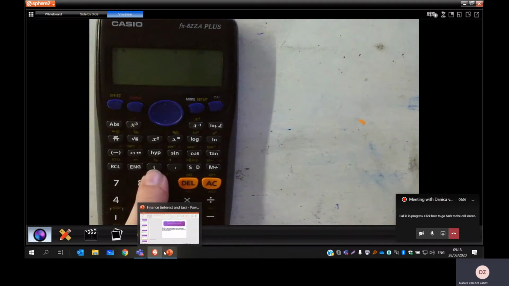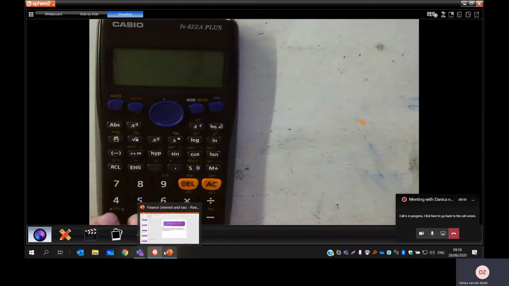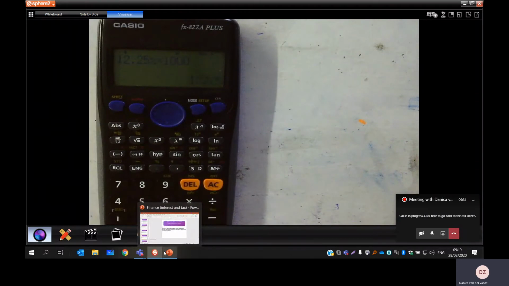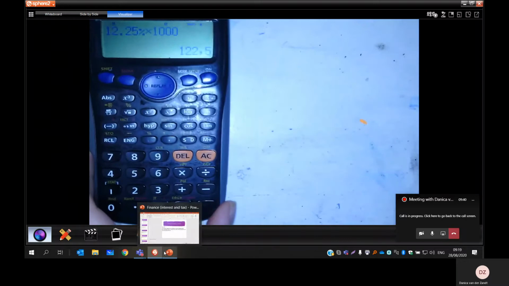The middle bracket, the one next to E and G, gives you a percentage. So you would put your 12.25, shift, next to E and G to get your percentage. You put it after your number. And let's say you times it by 100. That will give you your answer of... okay, 100 is a bad idea. Make it 1,000, and that will give you your answer. So 12.25% of 1,000 is 122.5. So the percentage is after the number.